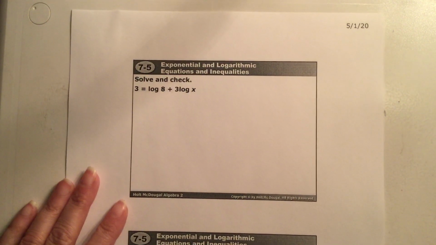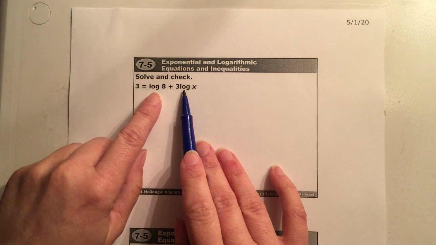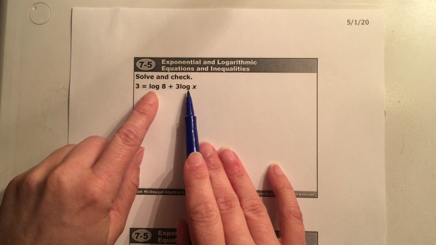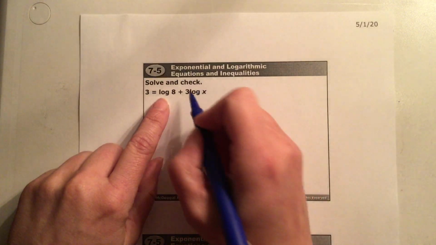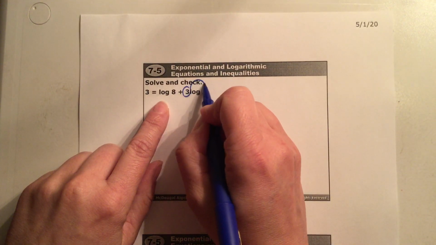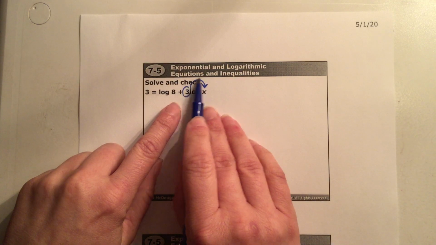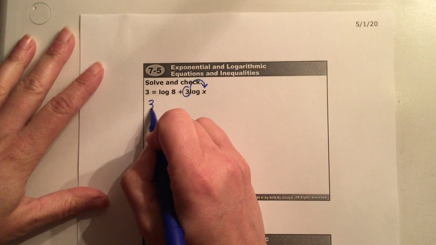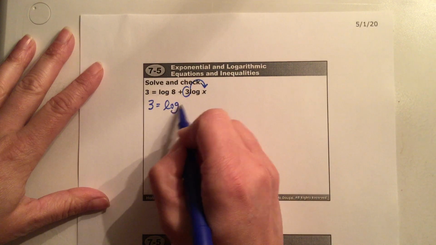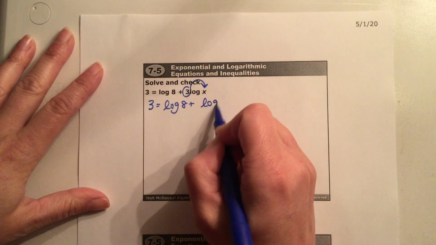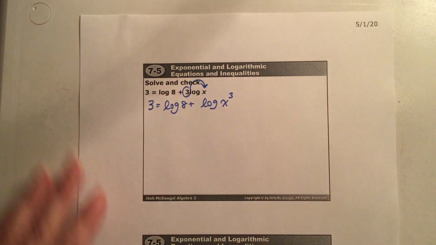Okay, let's keep going. Ooh, I have 2 logs, but they're not on opposite sides. So what I need to do is condense. Step 1, I see an exponent. There's a 3 out front. That 3 means that it was really an exponent on x. So if I'm condensing, what I need to do is get this in a format where I can bring them together.